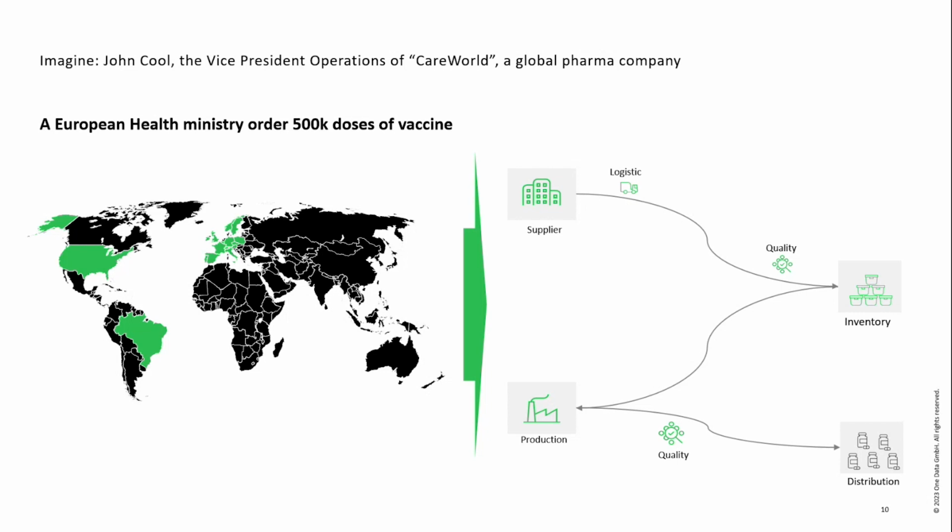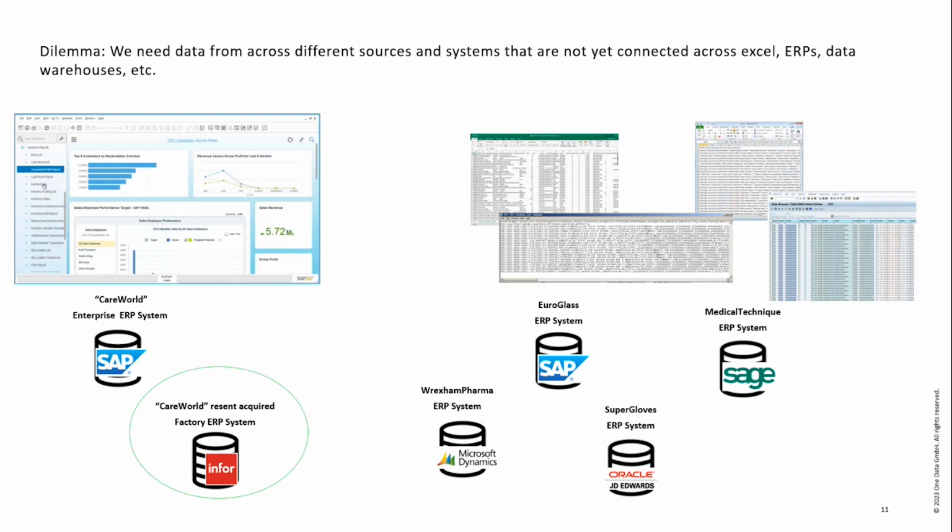CareWorld is set up with different co-suppliers or companies that can be seen on this slide. So CareWorld operates with subcontractors like Euroglass or internal other companies like Medical Technique or Rexam Pharma. All the different plants and companies use different ERP systems that deliver data in different formats and in different structures.